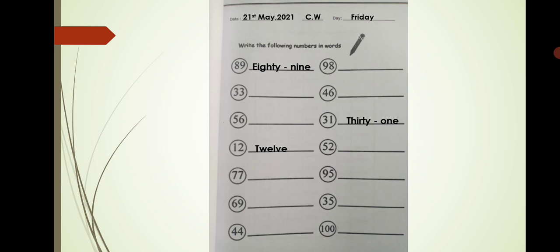89. Second word is 33. 56. 12. 77. 69. 44. 98. 46. 31. 52. 95, 35 and 100.